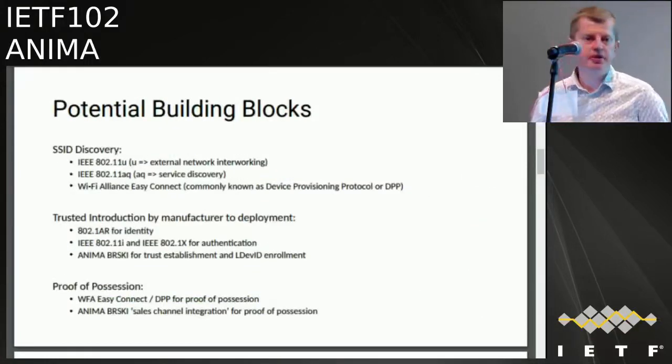So there's multiple potential building blocks for solving these problems today. For SSID discovery, there's multiple IEEE standards that could potentially be leveraged. There's also Wi-Fi aligned standards that could potentially be leveraged as well. Trust introduction by the manufacturer, we know we have 802.1AR, we have the BRSKI flow, and there's existing 802.1X and 802.11 specs for onboarding and for authentication as well. And for proof of possession, the Wi-Fi Alliance has Easy Connect, which is also known as the Device Provisioning Protocol, for proof of possession. ANIMA BRSKI mentions sales channel integration for proof of possession, but defines it as out of scope. And so there's multiple ways of solving all these different problems.